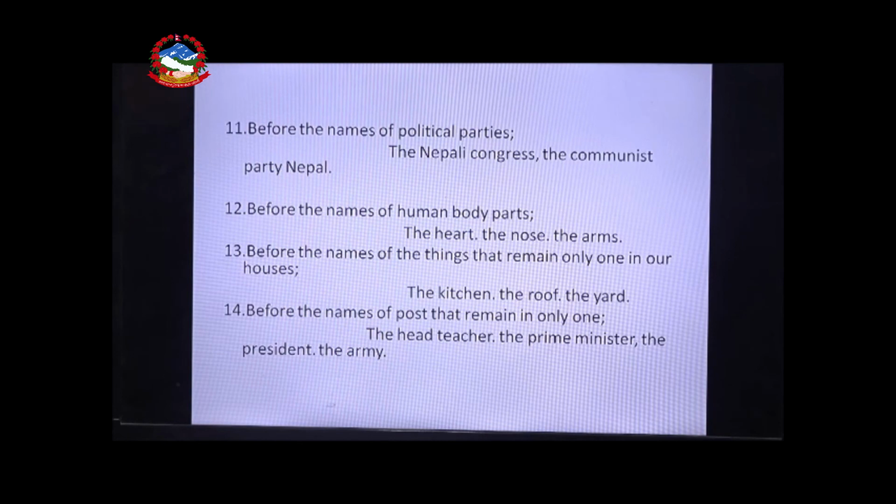Then before the names of political parties, as you know, the Nepali Congress, the Communist Party of Nepal. Then before the names of human body parts, when we are talking only about the human body parts, we use the article: the heart, the nose, the arms. Next one, before the names of things that remain only one in our houses, we use the article before it. For example, the kitchen, the roof, the yard, the opening place of our houses.